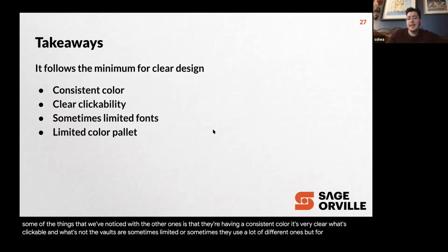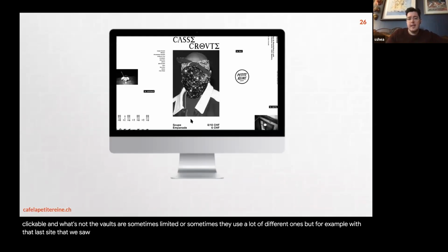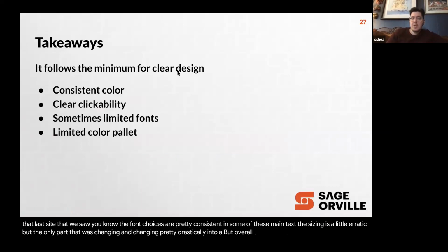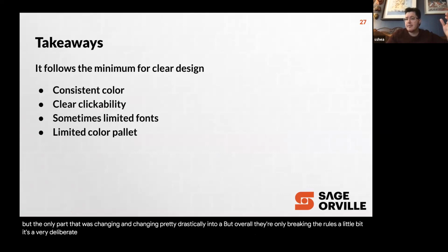But for example, with that last site that we saw, the font choices are pretty consistent in some of these main texts. The sizing is a little erratic, but the only part that was changing, and changing pretty drastically into a very large font set, is across the top here. Overall, they're only breaking the rule a little bit. It's a very deliberate kind of friction point that they're implementing here.